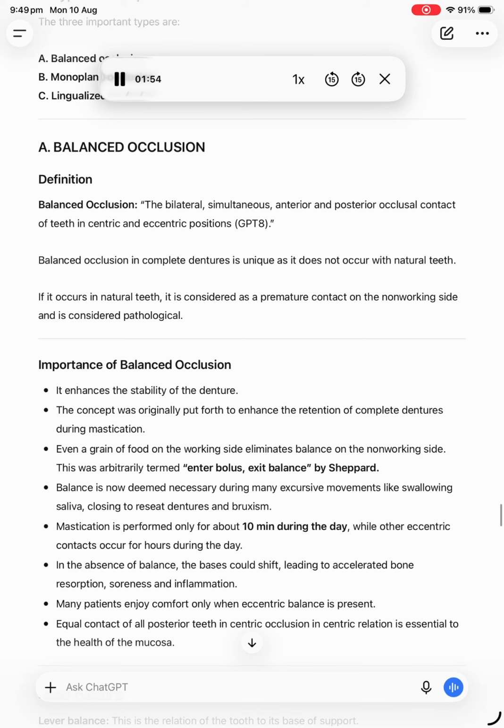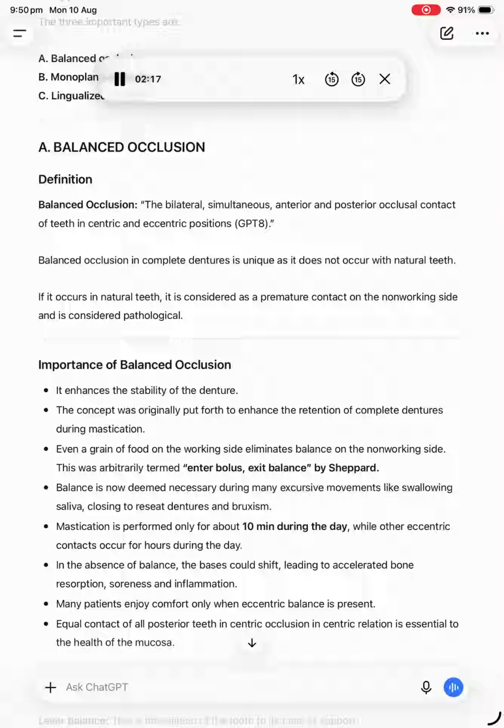Definition: balanced occlusion. The bilateral, simultaneous, anterior and posterior occlusal contact of teeth in centric and eccentric positions, GPT-8. Balanced occlusion in complete dentures is unique as it does not occur with natural teeth. If it occurs in natural teeth, it is considered as a premature contact on the non-working side and is considered pathological.